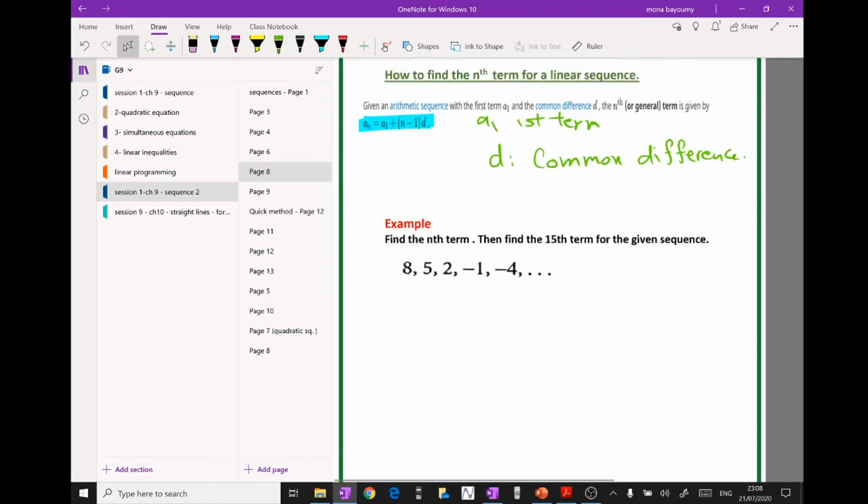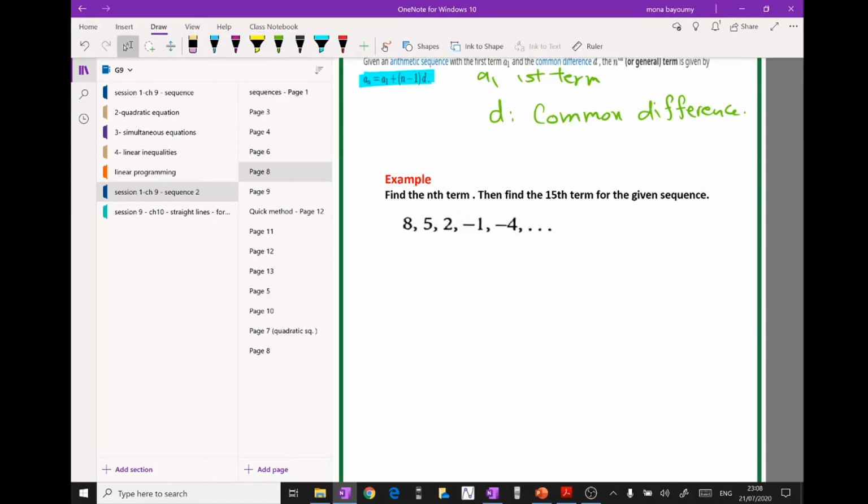Now let me go through this example. Find the nth term and then find the 15th term for the given sequence. Here we have a sequence: 8, 5, 2, negative 1, negative 4. First of all, we know a1. a1 is 8. Now we want to find d. To find d, we learn how to find the common difference just by subtracting the second minus the first term. 5 minus 8 is going to be negative 3.